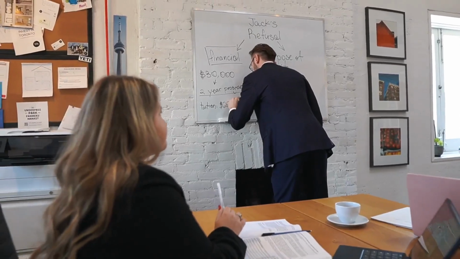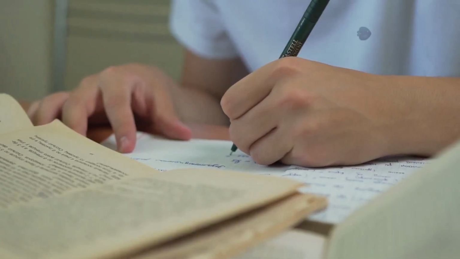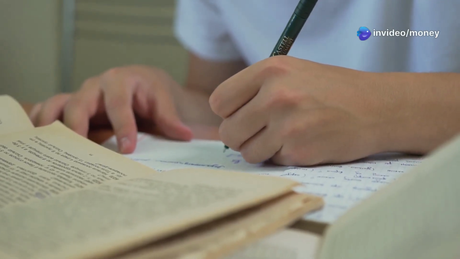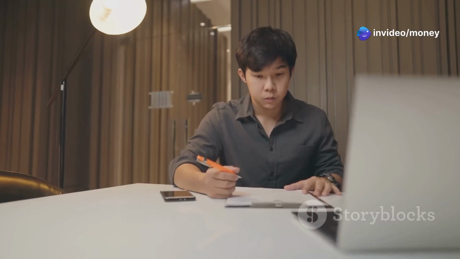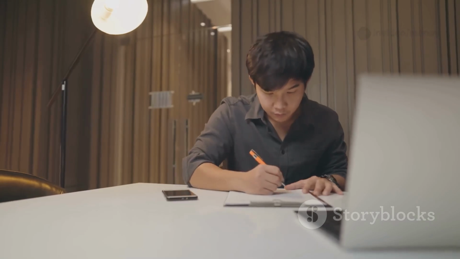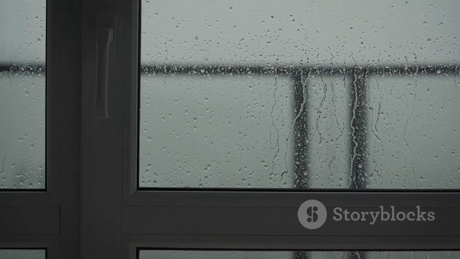To form the present perfect continuous, we use have or has followed by been. Then we add the -ing form of the main verb. The structure is have/has plus been plus verb-ing. For example, she has been working on this report all day. They have been playing tennis since morning. It has been raining for hours.